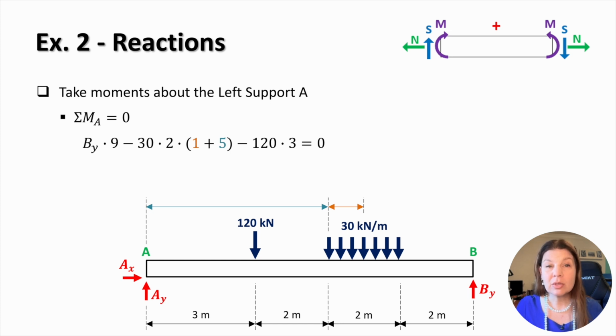The resultant of a UDL is the load intensity multiplied by its length, or the area of the shape of the load, and this gives us a force of 60 kilonewtons. This resultant force acts at the centre of the distributed load, which is 1 meter from the start of the UDL. We need to take that into consideration and add on the further distance to A. Taking moments around A allows us to determine the value of BY, which works out as 80 kilonewtons.